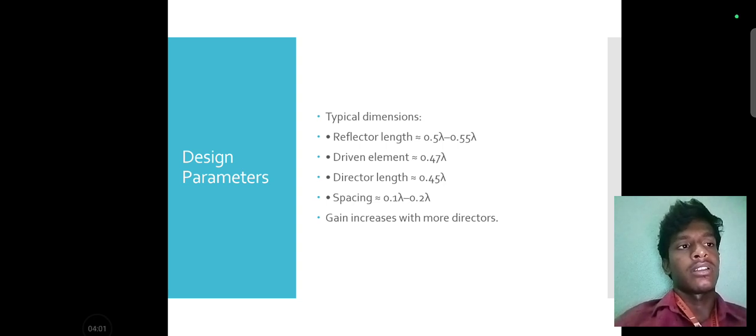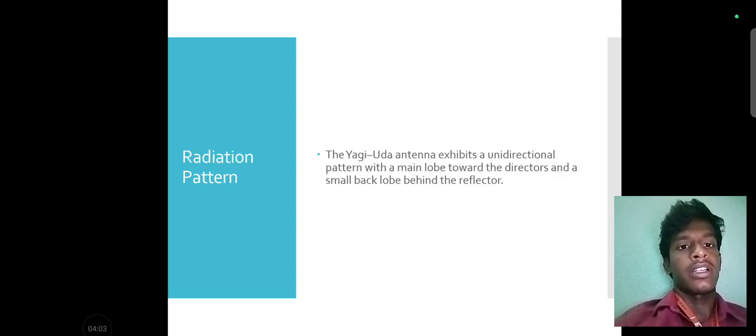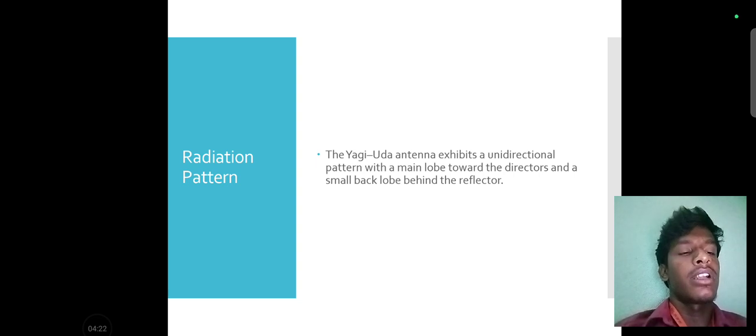Coming to the radiation pattern of the Yagi antenna. It exhibits a unidirectional pattern with the main lobe toward the directors and a small back lobe behind the reflector.